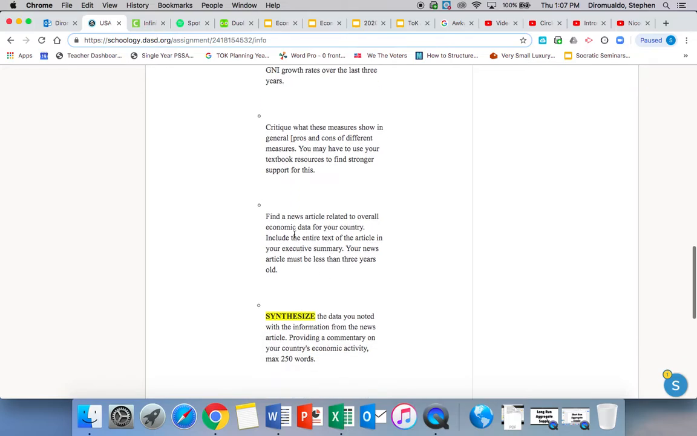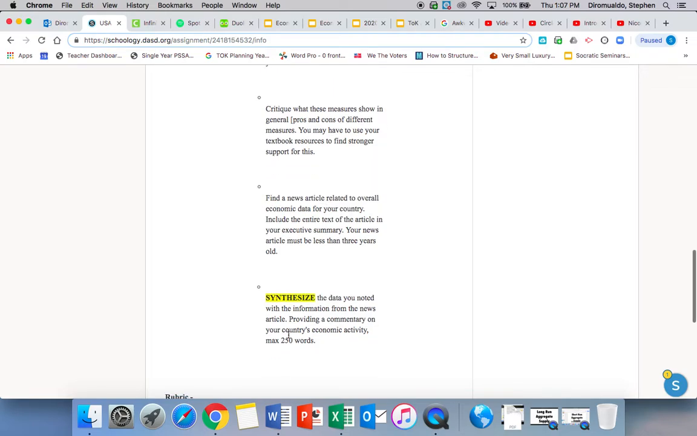The last thing with your article, I just want you to give me the entire text of the article or a link to it. You don't have to do anything else with that. Just throw it in either above or below your analysis, your 250 word analysis.